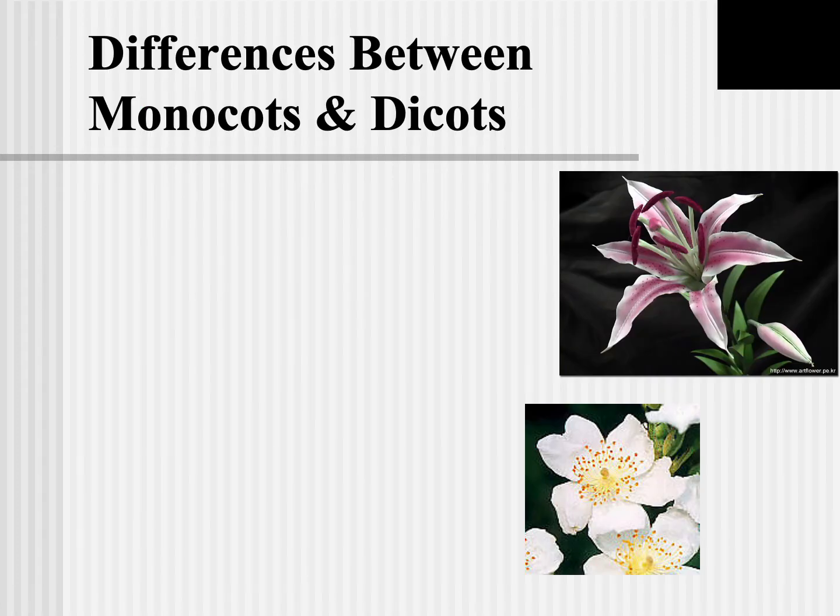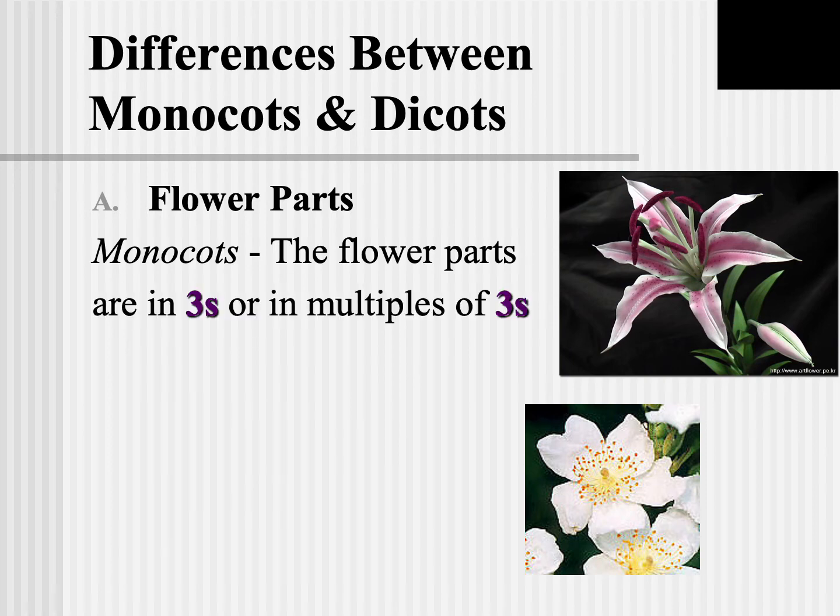So let's take a look at the differences between the monocots and the dicots. First we're going to start with the flowers themselves. The flower parts, if we take a look at them, we can see that the flower parts are in multiples of threes, or in threes themselves on the monocots.